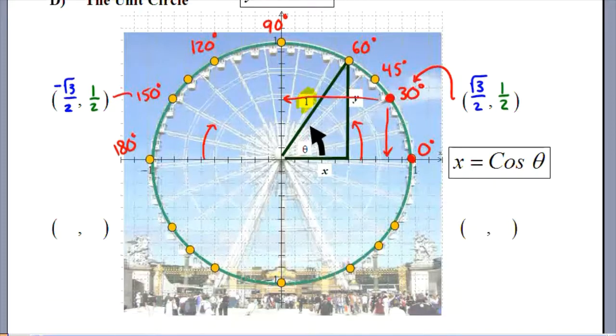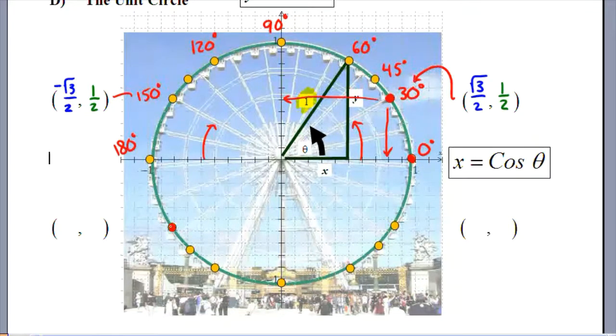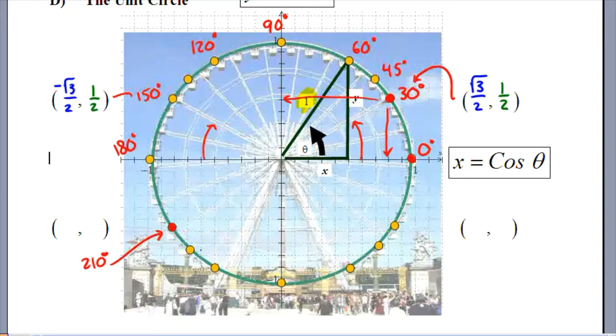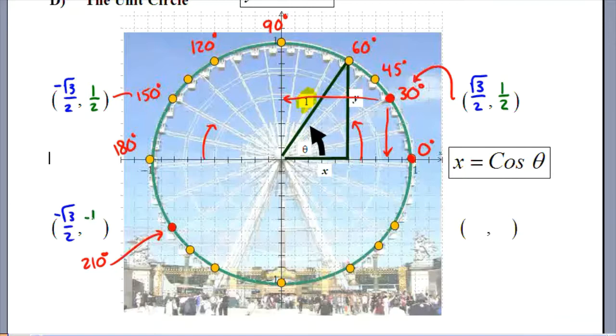Okay, let's go with the next one that kind of matches up with that. Let's take a look at this point right here, which would be 210 degrees. It's going to have a negative x value, right? Just looking at where it's located on that xy plane, it ends up also being minus root 3 over 2. And now its y value is negative. It's negative 1/2, negative 0.5.